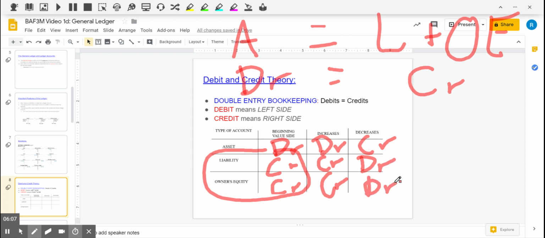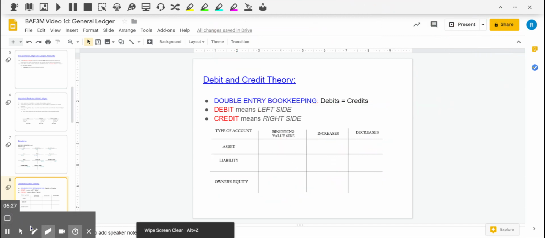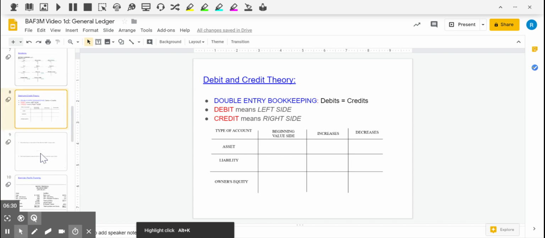Now, if this seems a little arbitrary and random right now, it's just a way to make the system work. What helps me make sense of it is relating it back to the fundamental accounting equation: assets equals liabilities and equity. Assets increase with debits, liabilities and equity increase with credits, and they both decrease with the opposite. It could sound a little strange right now, so let's see it in practice.